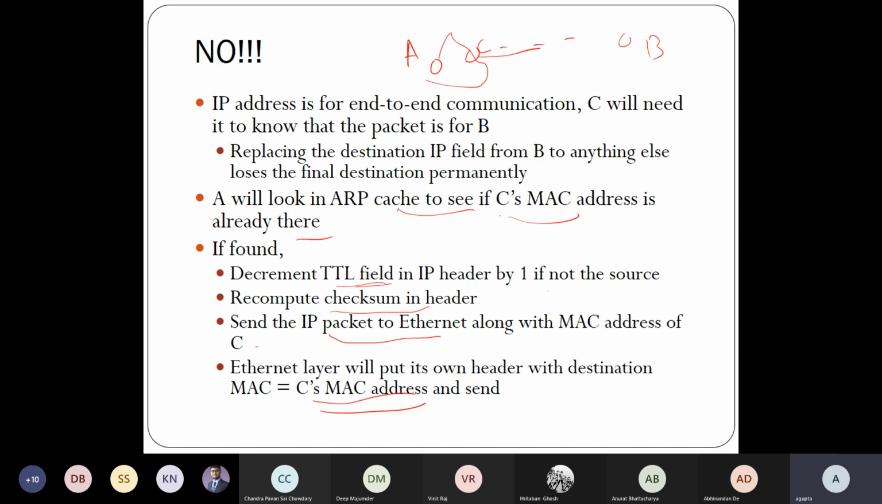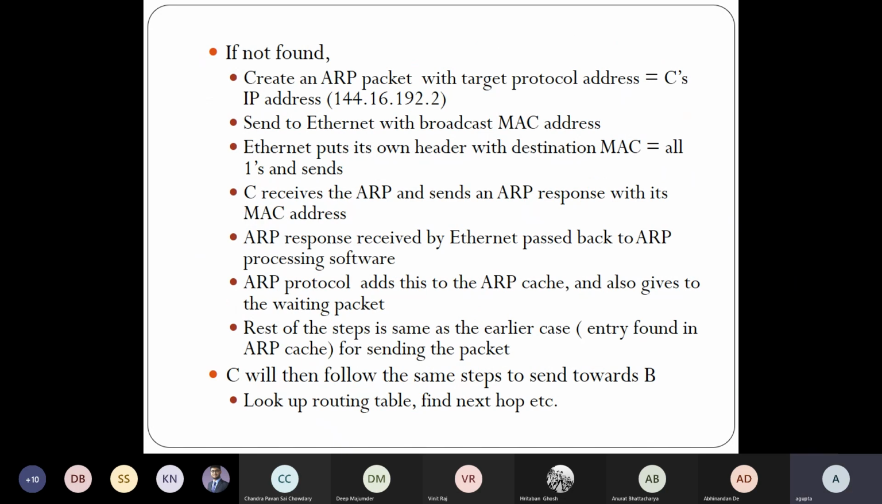Now it is in the local LAN. All other machines' Ethernet layer will reject it. C's Ethernet layer will accept it and pass it up to the IP layer. Then it will look at the destination address. If it finds it is not its own, it again looks at its routing table entry. The same process will repeat for the next hop.